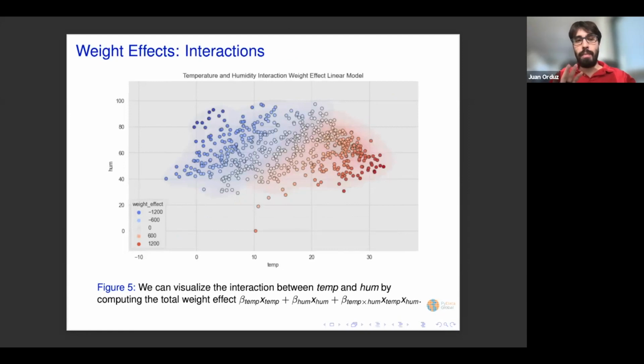But then we can do the same with two features. Here we have the temperature on the x-axis and humidity on the y-axis, and we color code by the weight effect, which is just adding the contribution of these two features plus their interaction. What we could see here, for example, is that the weight effect at prediction time for 10 degrees and humidity 40 is comparable to what we could get at 20 degrees, but with higher humidity. By looking at this kind of plot, we can see how variables interact with each other. So even for a linear model, this is super useful.